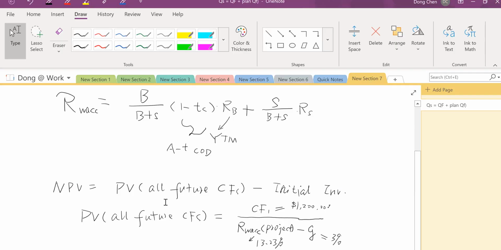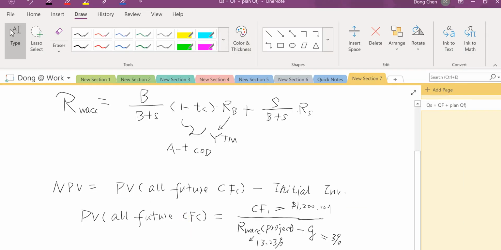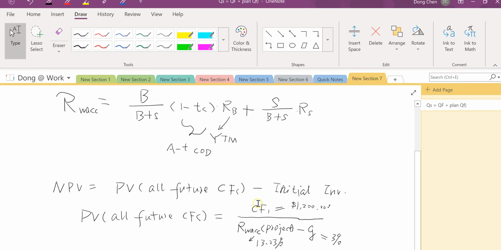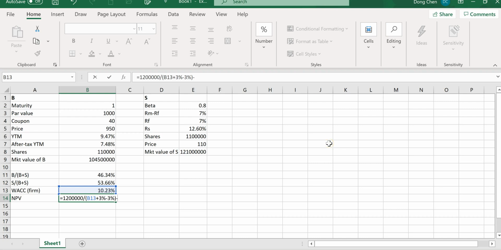NPV is simply 1,200,000 divided by this WACC of the firm. Again, this is only the WACC of the firm, and then we should add 3% to that. So that's the WACC of the project. And then we should subtract the G, which is 3%. So that's the present value of all future cash flows, and then we should subtract the initial investment, which is $9 million. Everything is in dollar terms, so we should convert 9 million into 9,000,000 in dollar terms rather than the million-dollar terms like this one.